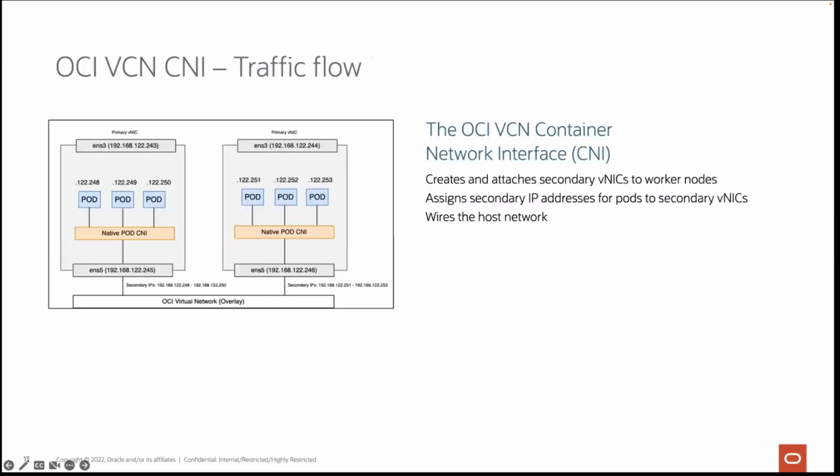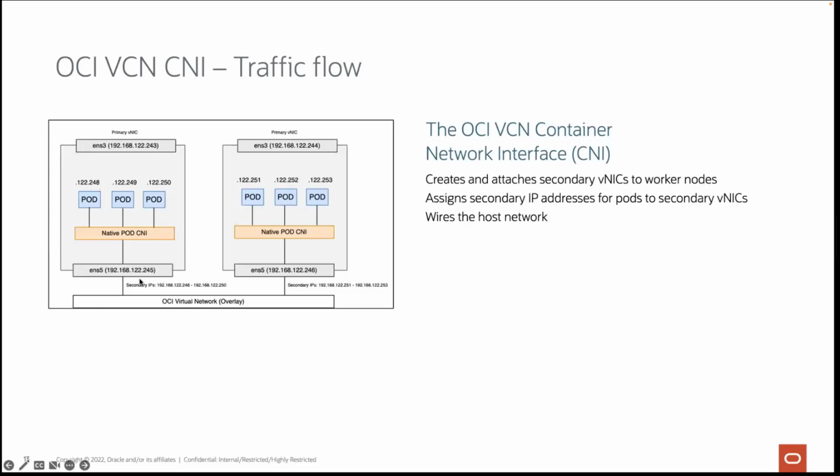So now let's understand how the traffic would flow if the pods are trying to communicate between them, either in the same worker node or between two different worker nodes. The way we allocate IP addresses to the pods is we would have a secondary virtual network interface on the worker node configured in addition to the primary network interface, as you can see.